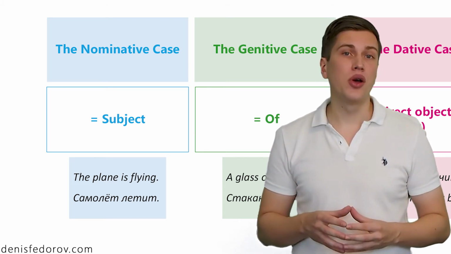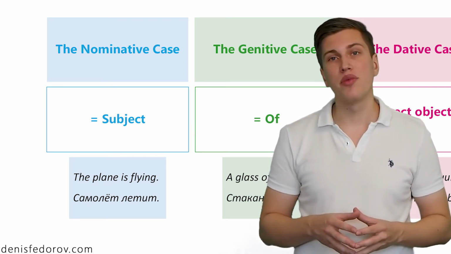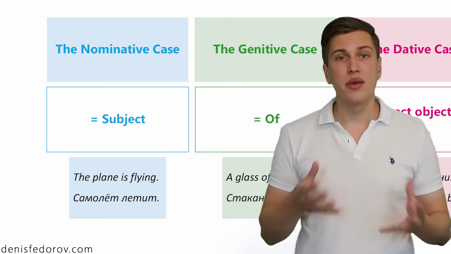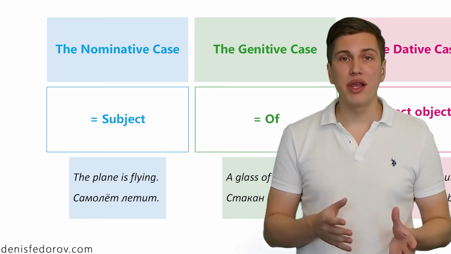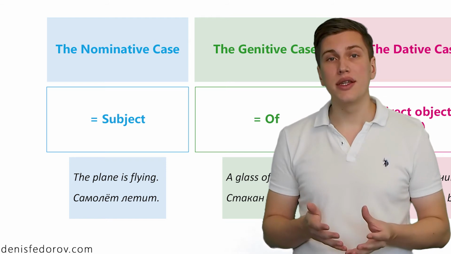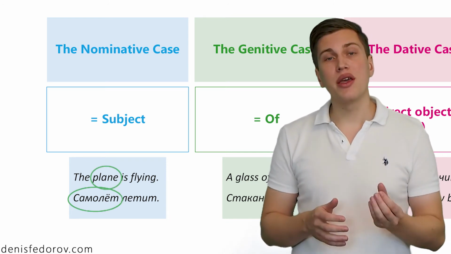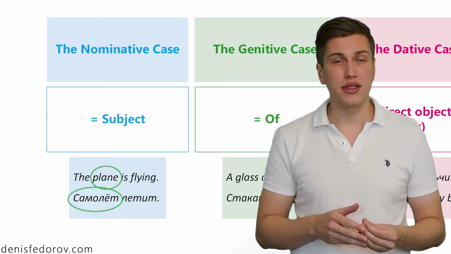It basically shows us who or what is performing the action of a verb. The main acting figure. The plane is flying, самолет летит. Here the plane will be in this nominative case.